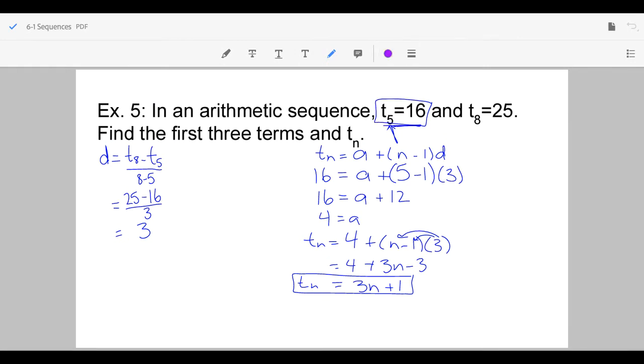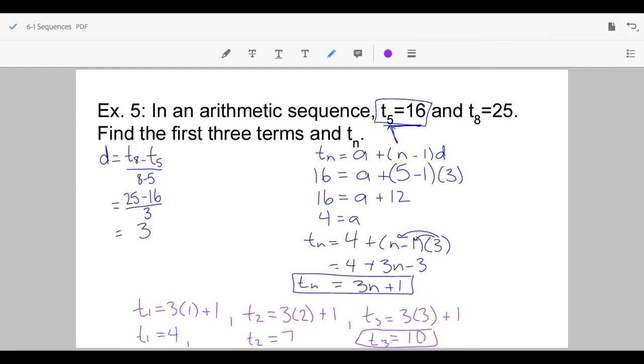All right. Then we have to get term 1, 2, and 3 out of this. Well, term 1 will be 3 times 1 plus 1, which is 4. Term 2 is 3 times n, which is 2, plus 1, which is 7. And term 3 is 3 times 3 plus 1, which is 10. So term 1 is 4, term 2 is 7, and term 3 is 10. So we have the first 3 terms here, and we have term n, which is the general term, right here.